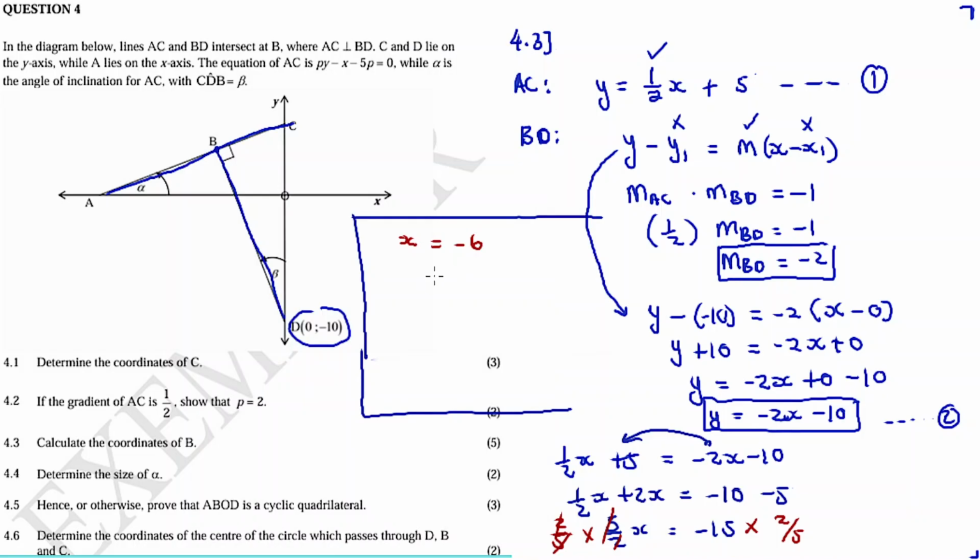It works either way. Then in equation number 1, we substitute x. Y is equal to a half in brackets -6 plus 5. A half of -6 is -3, and that gives 2. Therefore my coordinates of B must be -6 and 2, just to be sure.